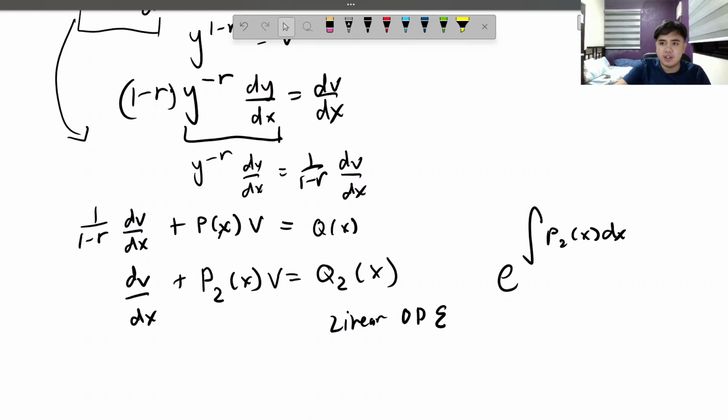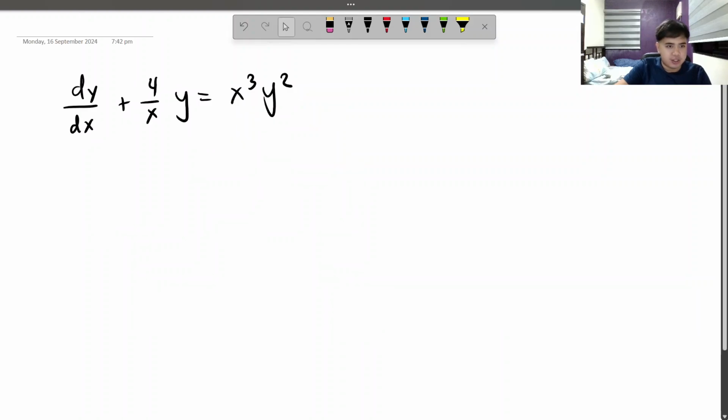So let's use that on a question. dy over dx plus 4 over x y equals x cubed y squared. x cubed y squared, this is a sign that this is a Bernoulli case, and the fact that this is linear tells us that this is indeed Bernoulli. So how do we get around this?